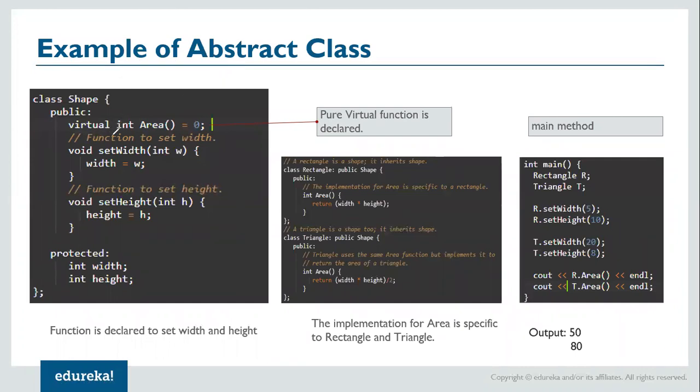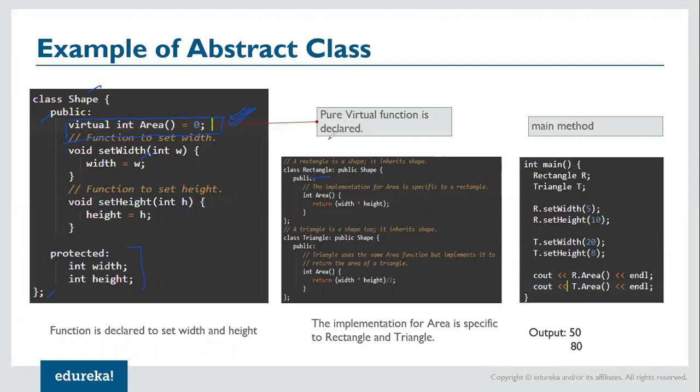If you see here, I have a shape class starting from here, ending here, with the public access modifier. I have defined this function as virtual. Now it ends here. As you can see, this particular function does not have any body. This is known as a pure virtual function, right? And then you have the normal methods to set width and set height, and the protected members maybe.